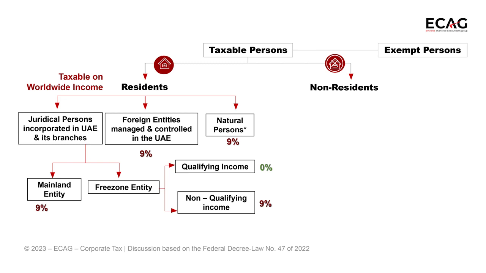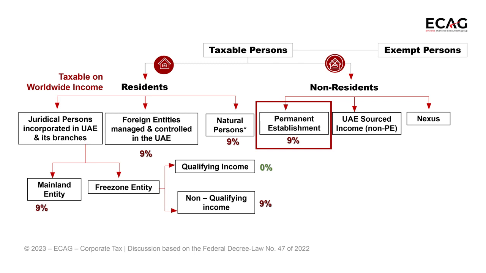Fifth point, in the case of a non-resident person, if it has a permanent establishment in the UAE, or it derives state source income, or it has nexus in the state, that is in the UAE, it will also be taxed in the UAE. We will explain the terminologies like permanent establishment, state source income and nexus, etc.